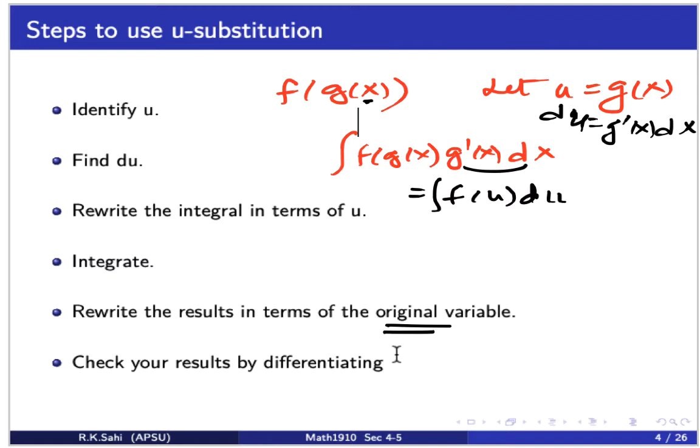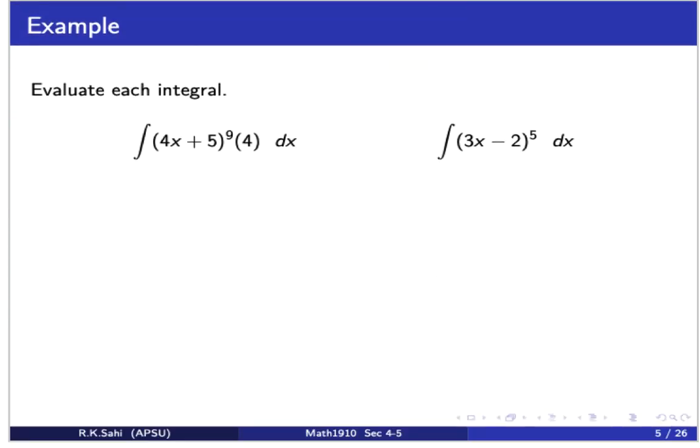Okay, now let's start with examples. The first example is we are given the function (4x plus 5) to the power 9 times 4 dx. Just a simple recollection: we are very familiar with problems of the kind x to the power n dx. You know the power rule for integrals, which is x to the power n plus 1 over n plus 1 plus c. Now, how do we make this work? I have to do the u substitution.